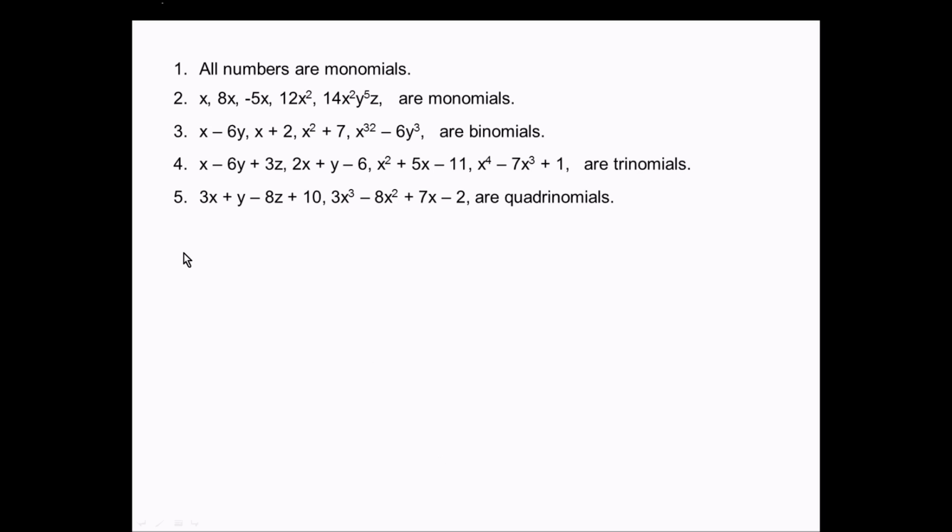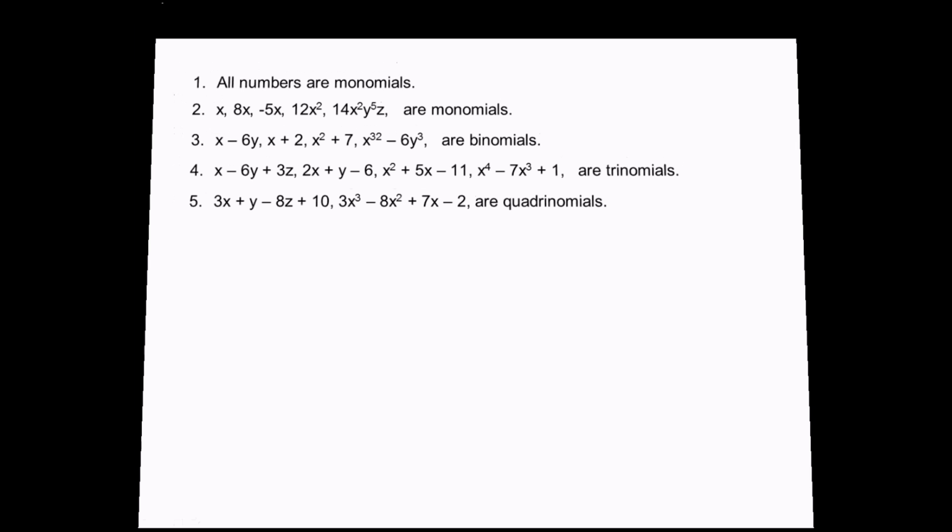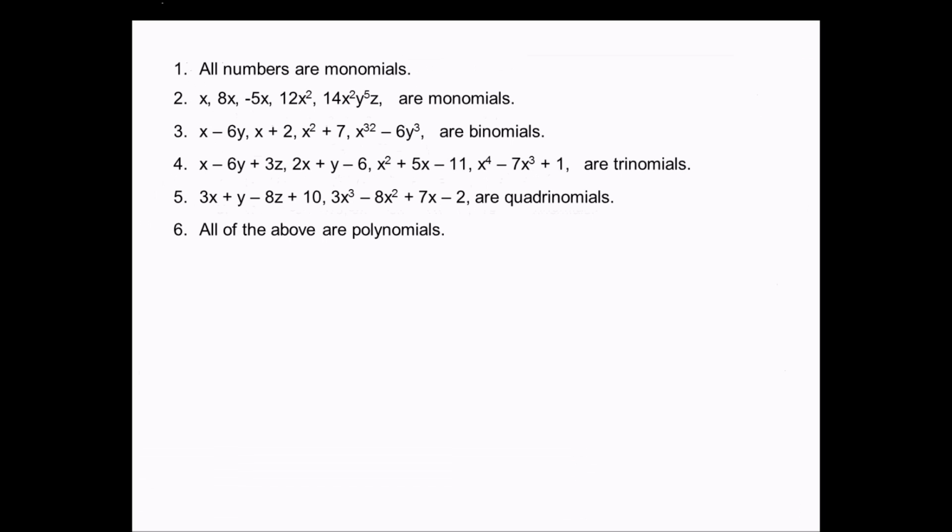Then these guys have 4 terms. 3x plus y minus 8z plus 10, 3x cubed minus 8x squared plus 7x minus 2. Those are quadrinomials. They have 4 terms. And all of the above are in fact polynomials. Anytime you say something is some sort of an omial, they are polynomials. Okay? So remember, numbers are polynomials because they satisfy the definition in kind of a vacuous way. So you just count how many terms you have, and that will give it its special name. Usually after quadrinomial, we don't give them a special name, we just say polynomial.